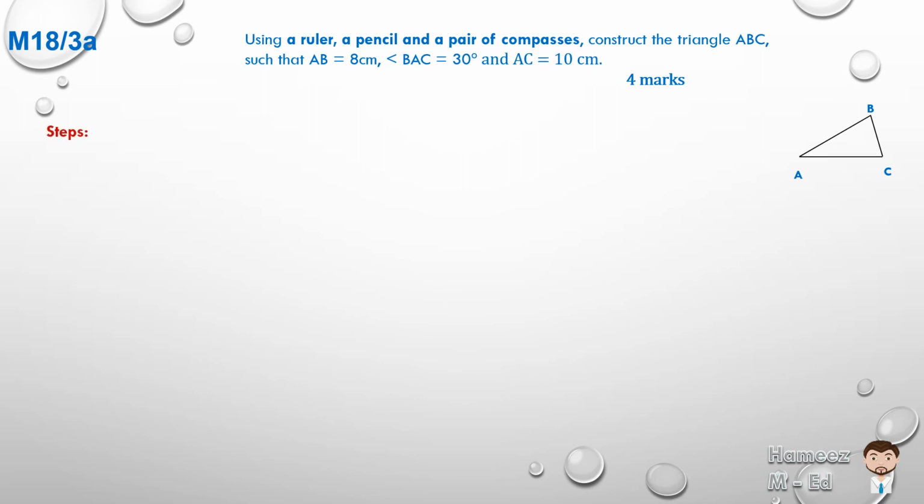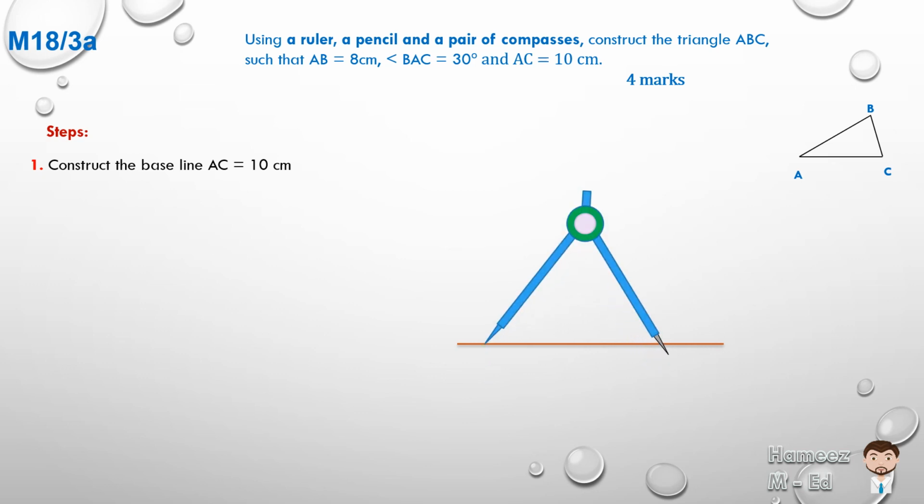First step, let's construct the baseline AC. And how do we do that? By drawing a baseline longer than 10 centimeters. Rest our compass a little bit on the inside, on the left-hand side, and scribe an arc. That will give us C, the point of intersection between the blue line and the baseline. And we turn our compass around and scribe an arc, and that will give us E. So we have AC, our base.